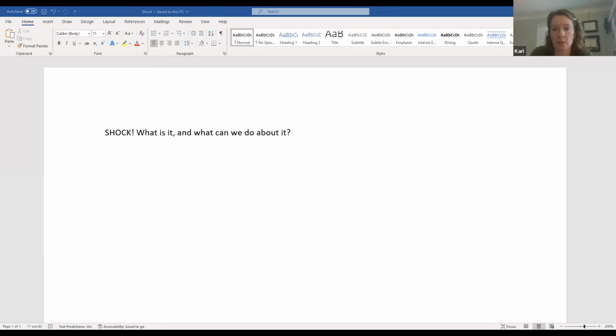Does anybody have any questions about this diagram? If you want, you can type, you can talk, you can interject however you'd like as we go along. But this is kind of a classic shock diagram that it's nice to use to think about where you think there might be dysfunction in a certain patient.